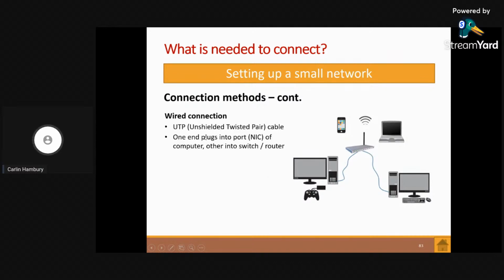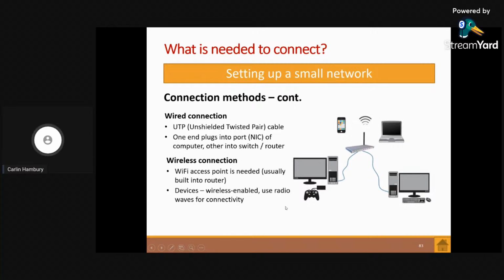Okay. So with your wired, you've got a cable called your UTP cable, your unshielded twisted pair. All that means is that inside that cable, there are twisted pairs of normal cabling, and it hasn't got a shield around it. That's why it's called unshielded twisted pair. Your wireless connection, you need a Wi-Fi access point or some sort of router, and then obviously devices that would connect to that. Okay, so that's just setting up your small networks.